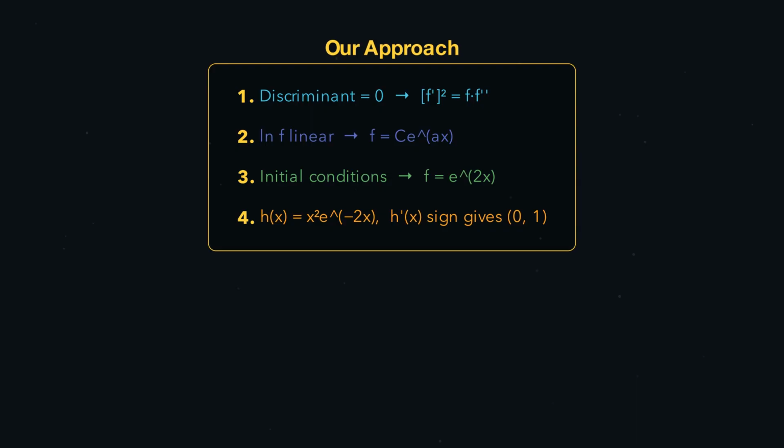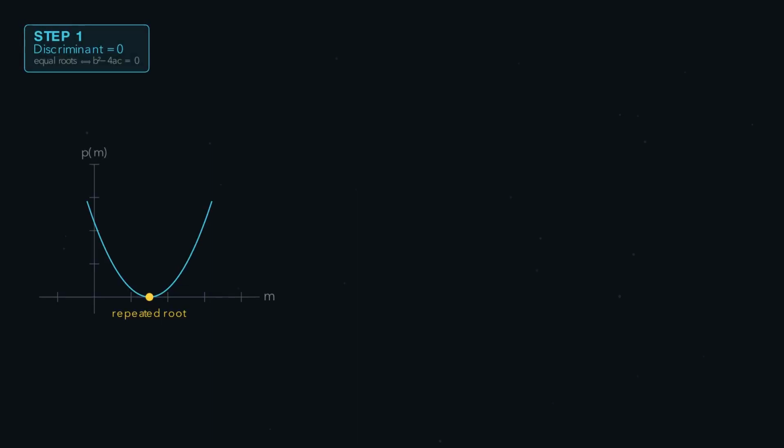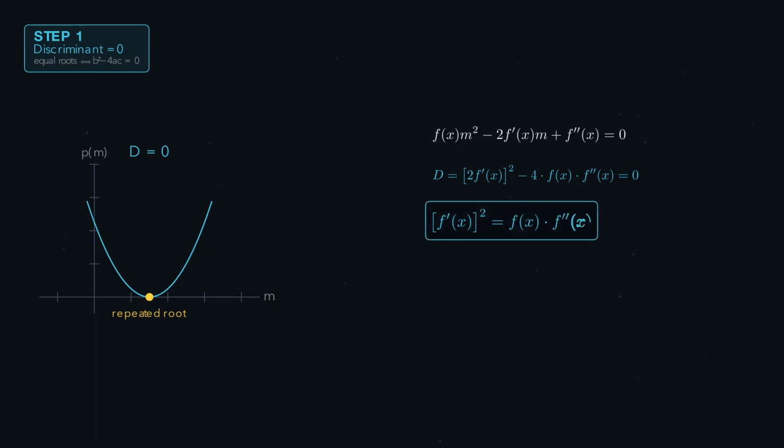We pin down the exact exponential using the initial values. Finally, we compose it with log x minus x and find where that's increasing. The quadratic has equal roots, so its discriminant must be 0. Setting that up gives us 4 times f prime squared minus 4 times f double prime equals 0. Simplifying, the square of f prime equals f times f double prime.